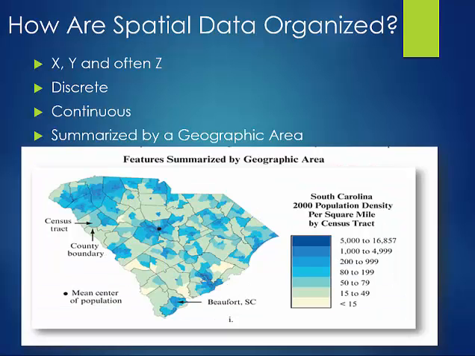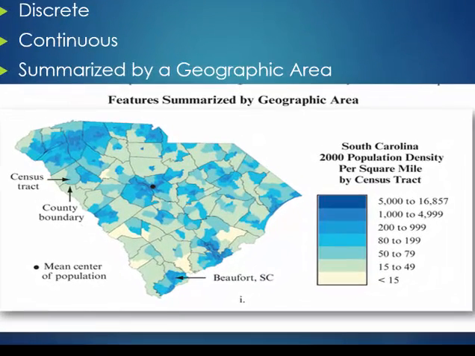Features can also be summarized by a geographic area. Many discrete measurements within a specific polygon or specific area are summarized into a single value. Examples include population, socioeconomic characteristics, and other demographic information. For example, we might be interested in population density per square mile by census tract in South Carolina, as this example shows. The features are summarized by geographic areas or by census tract.